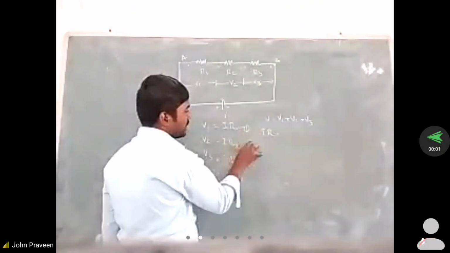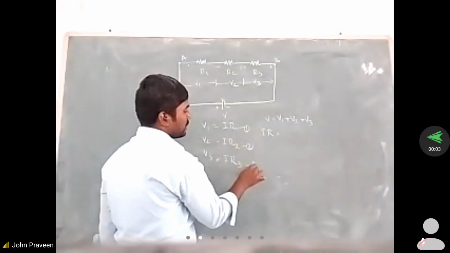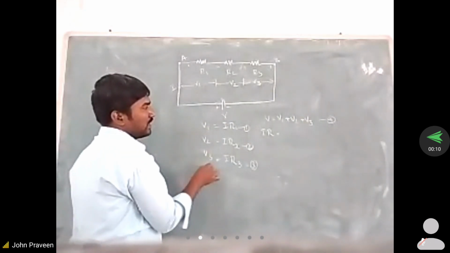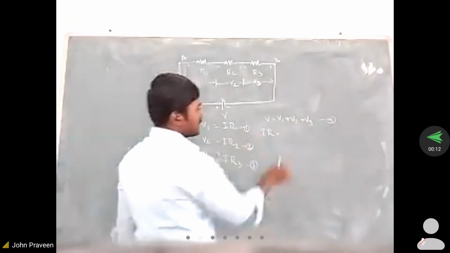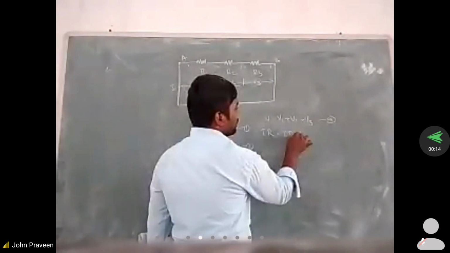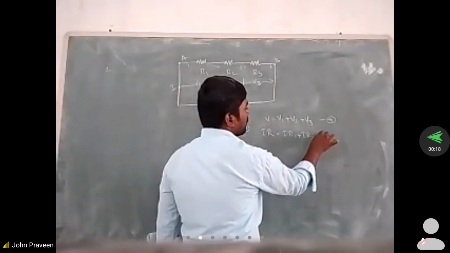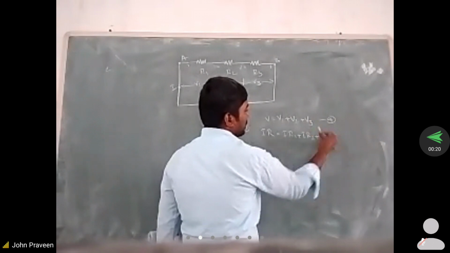So just we are assuming this is equation 1 and equation 2, equation 3. This is equation 4. Substitute equation 1, 2, 3 in equation 4. So what is the value you are getting here? I into R1 plus I into R2 plus I into R3.